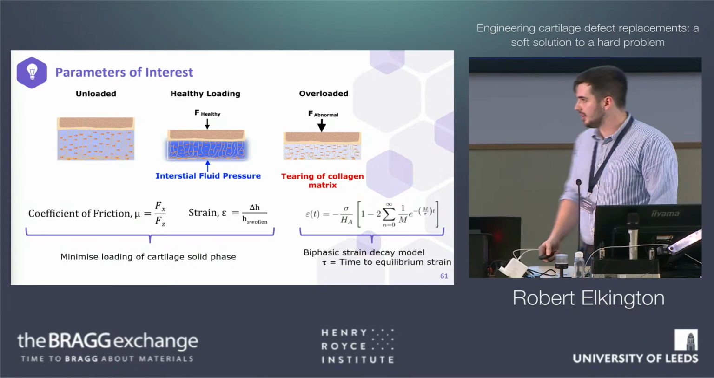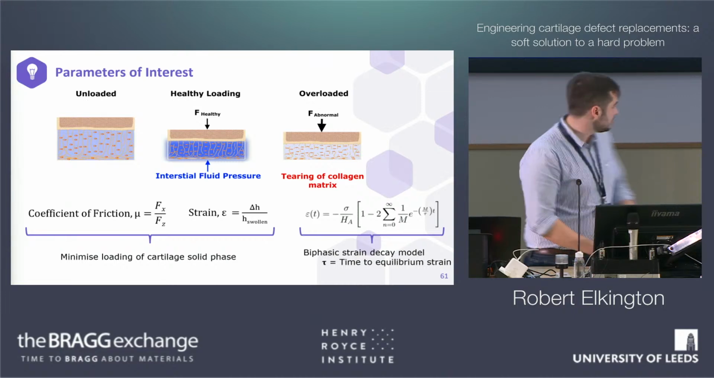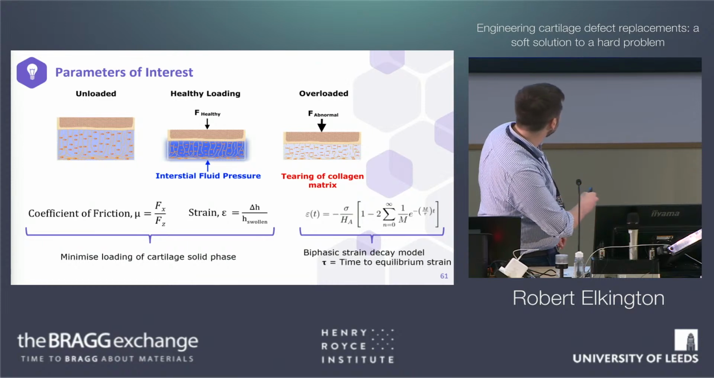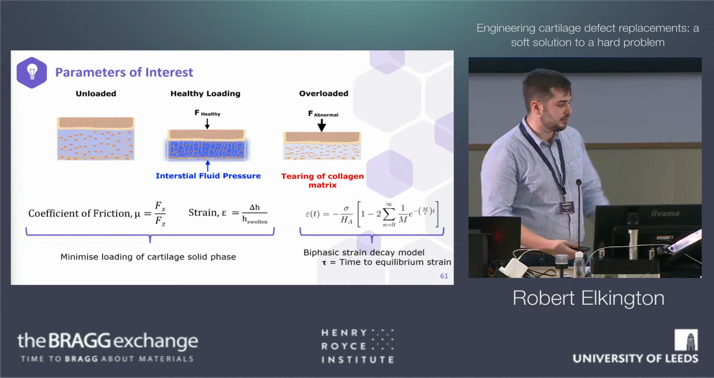When we abnormally load it, or when you have compromised cartilage, you've torn the collagen. So this pressurized state breaks down, the cartilage is damaged, much weaker, and it's unable to be in this state where liquid is actually supporting the load. You get compounding damage in the cartilage.